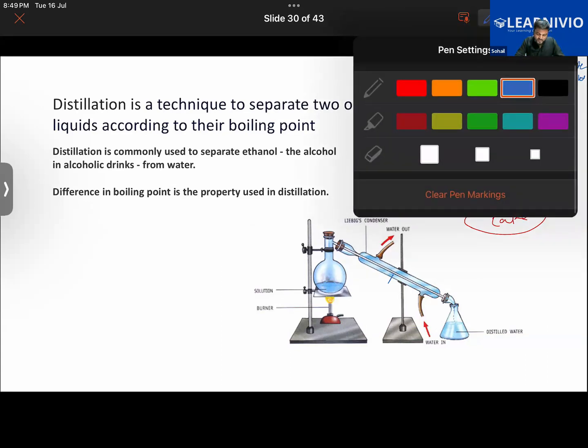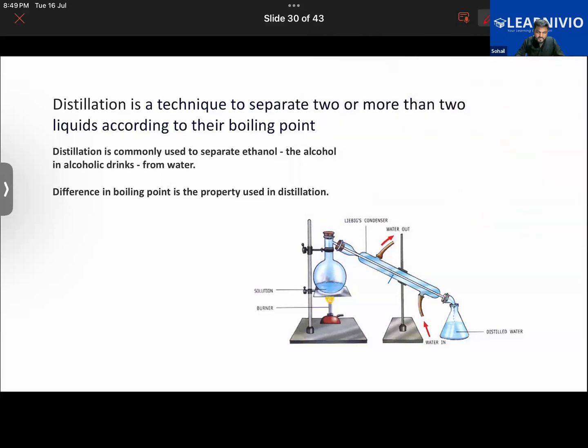So first of all, Halima, read the given paragraph. Distillation is a technique to separate two or more than two liquids according to their boiling point. Distillation is commonly used to separate ethanol, the alcohol, in the alcoholic.